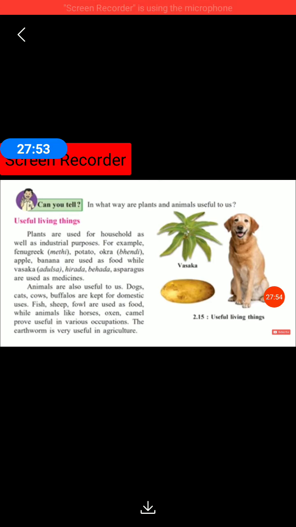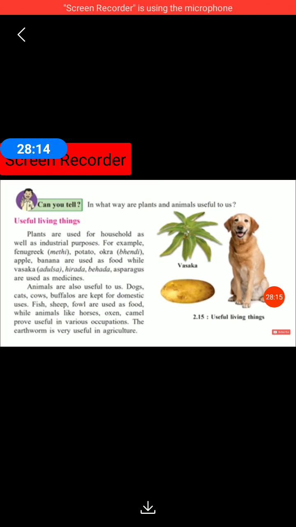For example, fenugreek, in Hindi we say methi, potato, okra, apple, banana are used as food, while vashaka, hirada, behada, asparagus are used as medicine. So they are useful for industrial purposes, household purposes, and also for medicine.